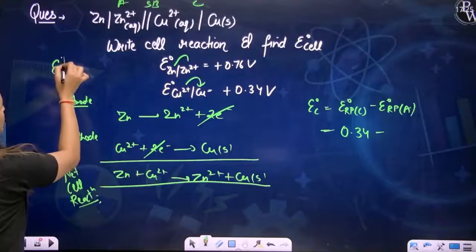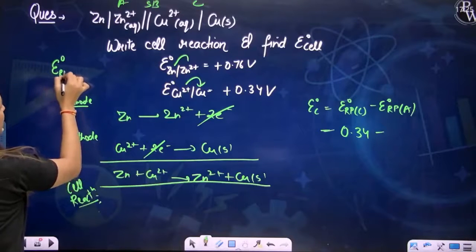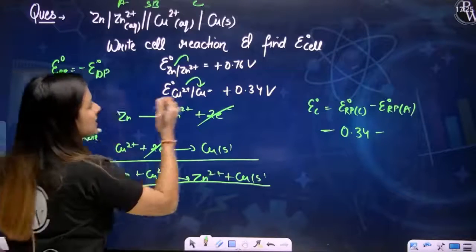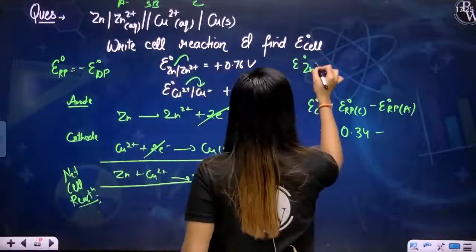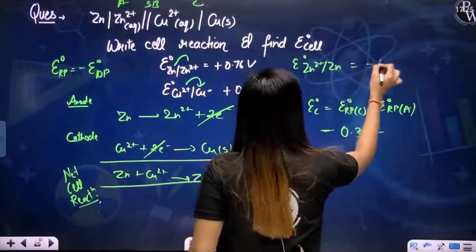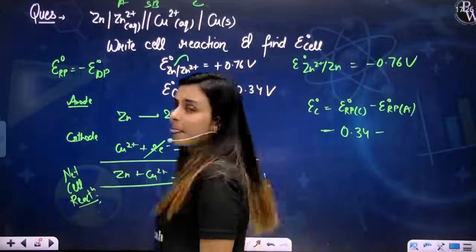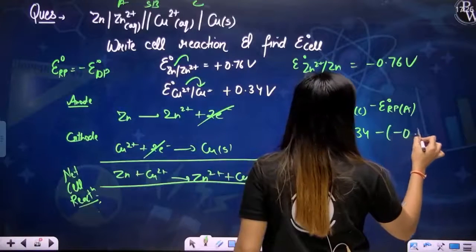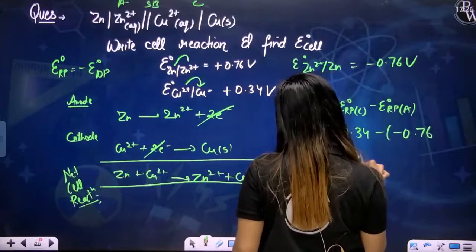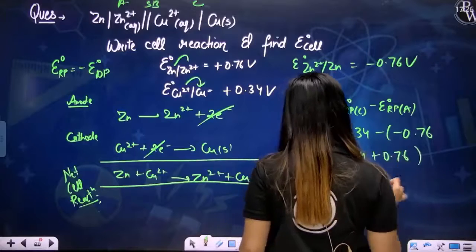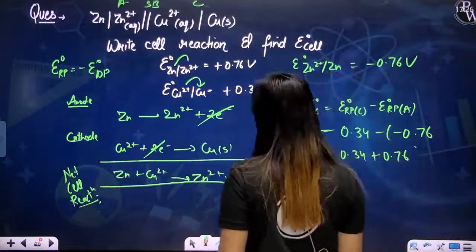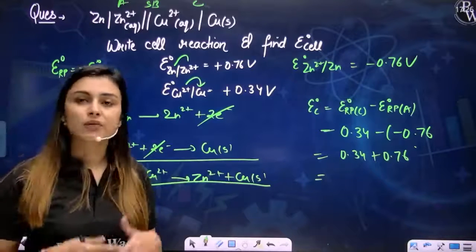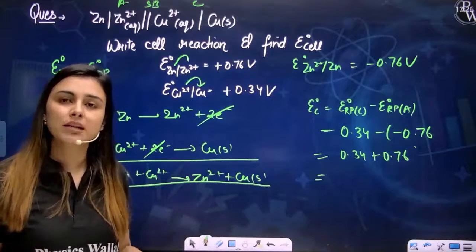So E naught of reduction potential will be equal to minus of E naught of oxidation potential. So can I say that E naught of zinc 2 plus to zinc will be equal to minus 0.76 volt? We can say this. Yes. So you'll write minus 0.76. This will be 0.34 plus 0.76, right? You'll add this and you'll get your E naught of cell. It will be a positive value. So the reaction is spontaneous.